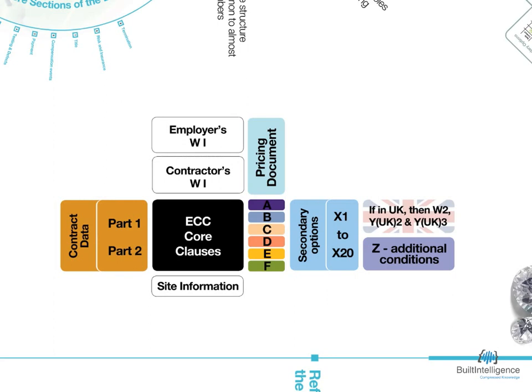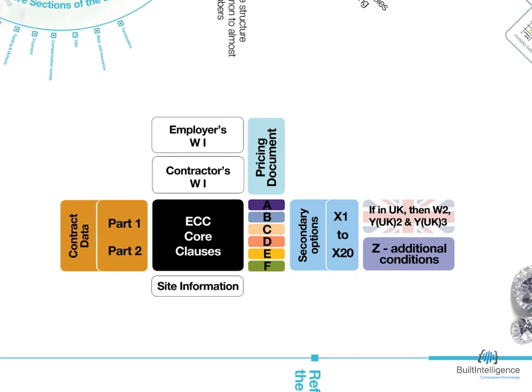Contract data part 2 is filled in by the contractor and returned with their tender. It references the documents they generate, such as the activity schedule pricing document under options A and C, and any design proposals in the contractor's works information. It also references their key people and additional pricing or cost information, for example, their tendered fee percentages.